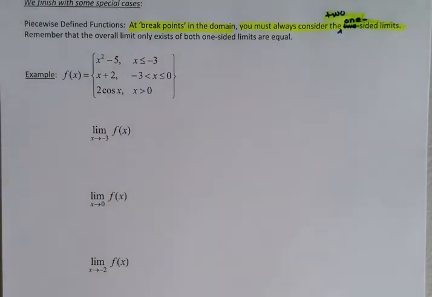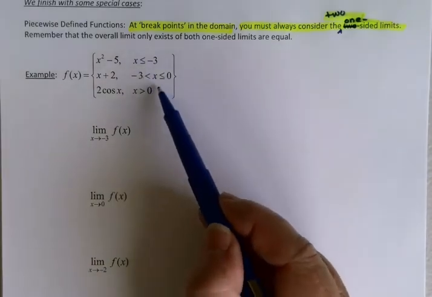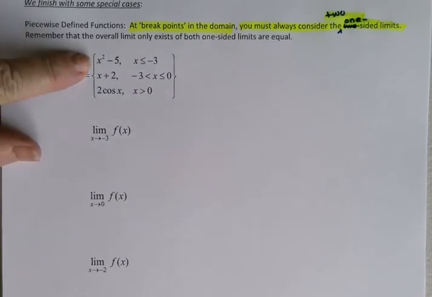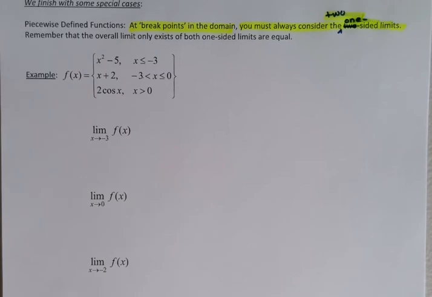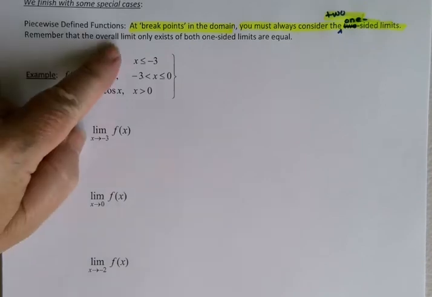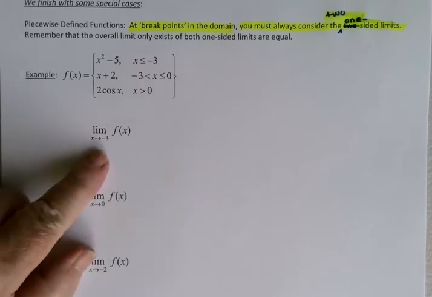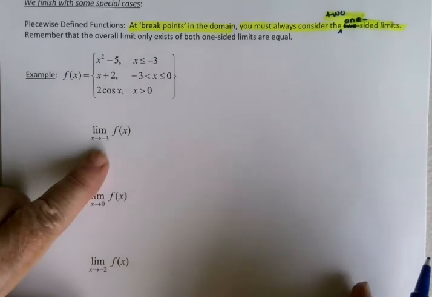Because usually when that happens, when you're at one of the breakpoints in the domain, like here -3 and 0, where the function is broken up, you're going to have a different function approaching from the left than from the right. So it's going to be important to do the one-sided limits. Keep in mind the overall limit only exists if both one-sided limits are equal. So let's start with the limit as x approaches -3.